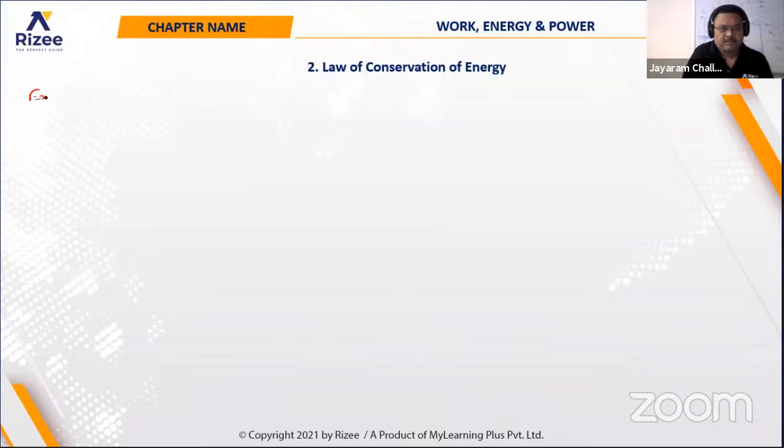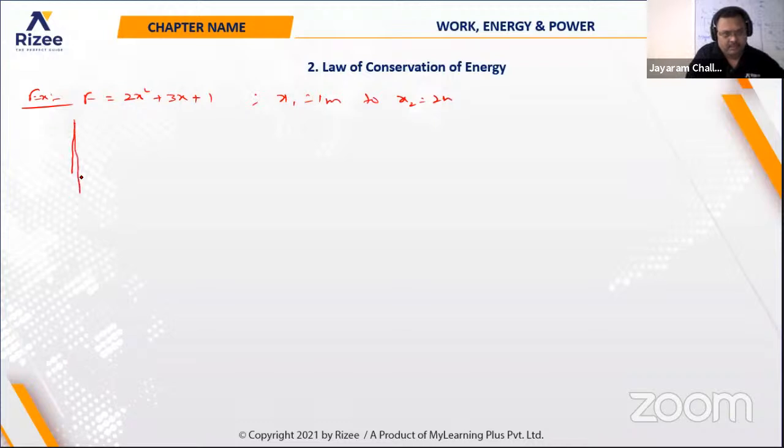Suppose the force is a variable, as we have seen, F is equal to 2x square plus 3x plus 1. You want to displace it from a certain position, x1 is equal to 1 meter, to x2 is equal to 2 meters with respect to a coordinate system. We are just moving it along the x-axis here. There is a block over here, and the mass is going to be 10 kgs. You are moving it in this case.